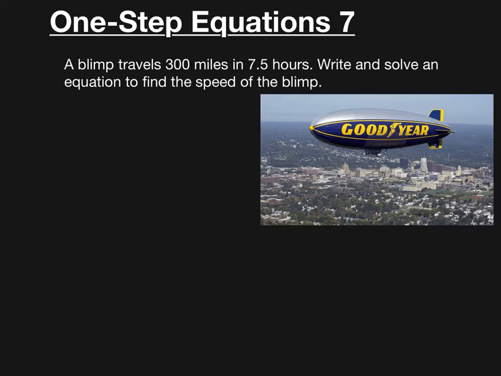word problems. Our first problem here, we have a blimp that travels 300 miles in 7.5 hours. We want to write and solve an equation to find the speed of the blimp. Now, some of you may remember from science that the distance an object moves is equal to the rate of the object times the time that it travels, right? D represents the distance.